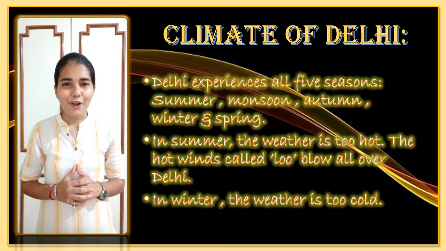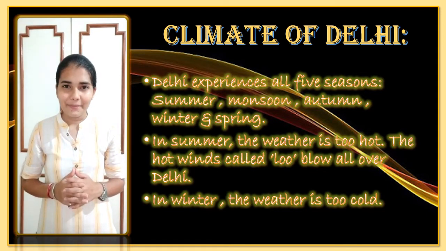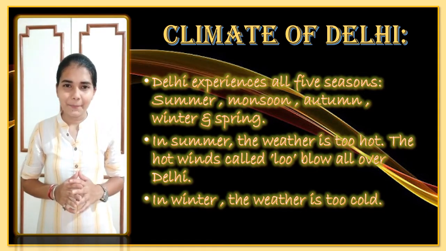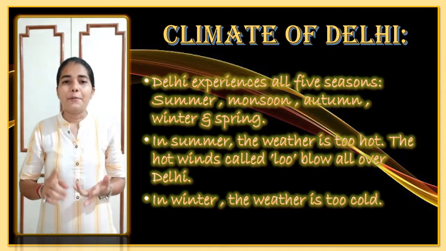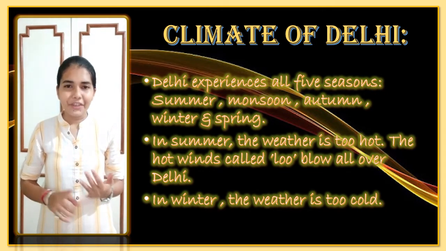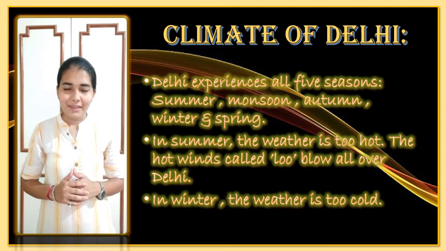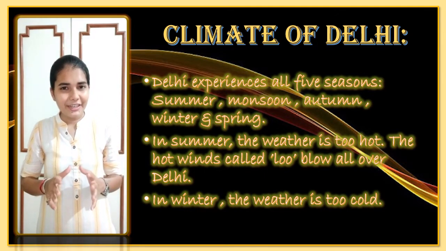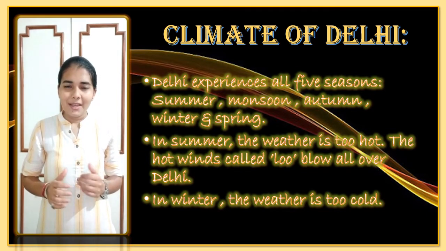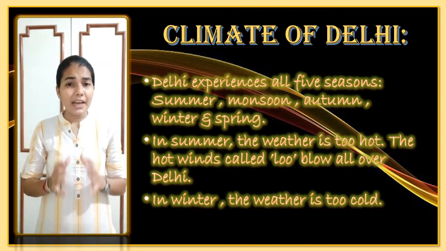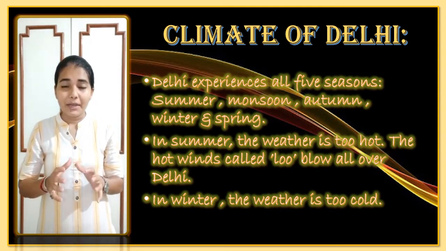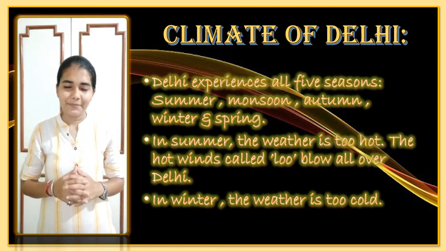Now we will talk about the climate of Delhi. Delhi experiences all 5 seasons: summer, monsoon, autumn, winter, spring. The summer in Delhi is too hot and the winter is too cold. The monsoon brings relief to people from the scorching heat. People enjoy the monsoon there in Delhi.